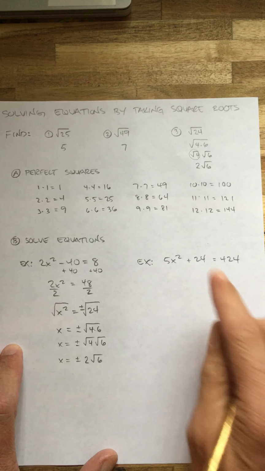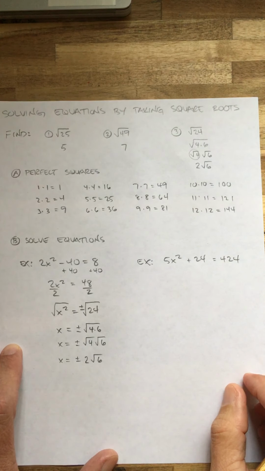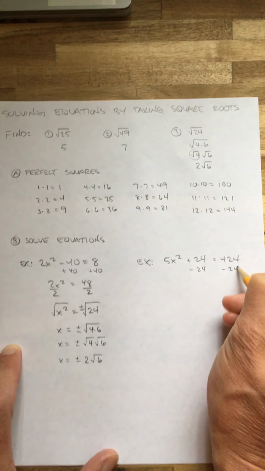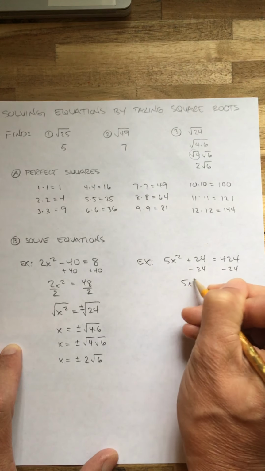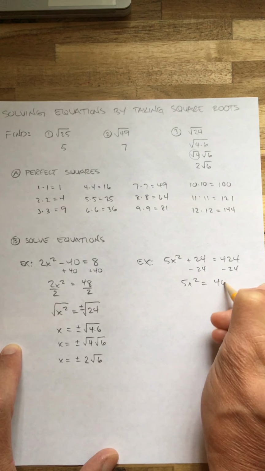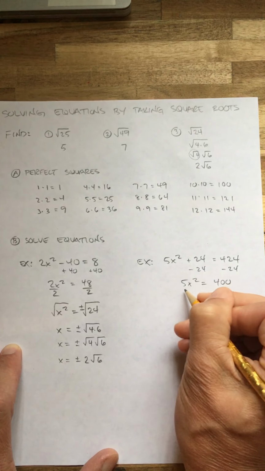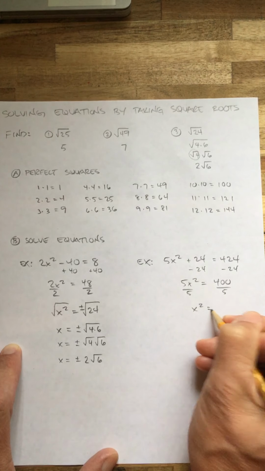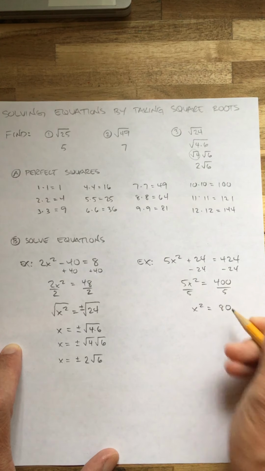All right, so balance this out. What do you need to do? Okay, good. Subtract 24 on both sides, minus 24. Oh, that's an easy one. 5x squared equals 400. Okay, now divide by 5, and x squared equals, should be 80.